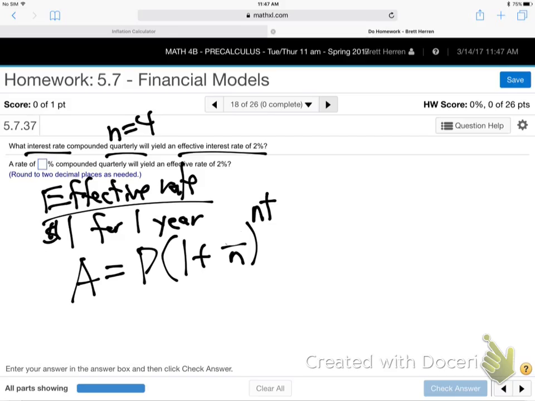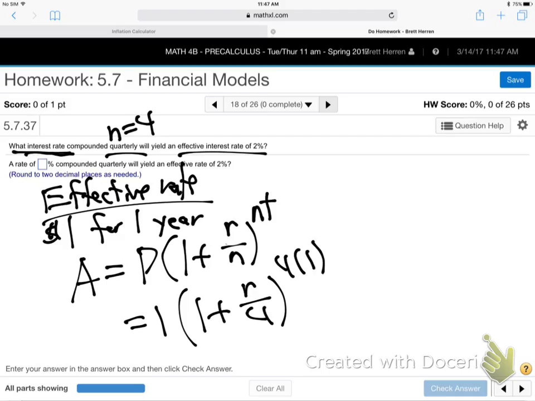That good so far? All right, and $1 for 1 year. So I'm going to put in $1 for P. The interest rate, that's what they're asking me for. N is 4 times a year, for 1 year. Remember, you put in $1 for 1 year. For effective rate, you're always saying, what is the effect on $1 after 1 year? If you want to know the effect, just find the effect on $1 for 1 year, and that'll be the effect on every dollar.